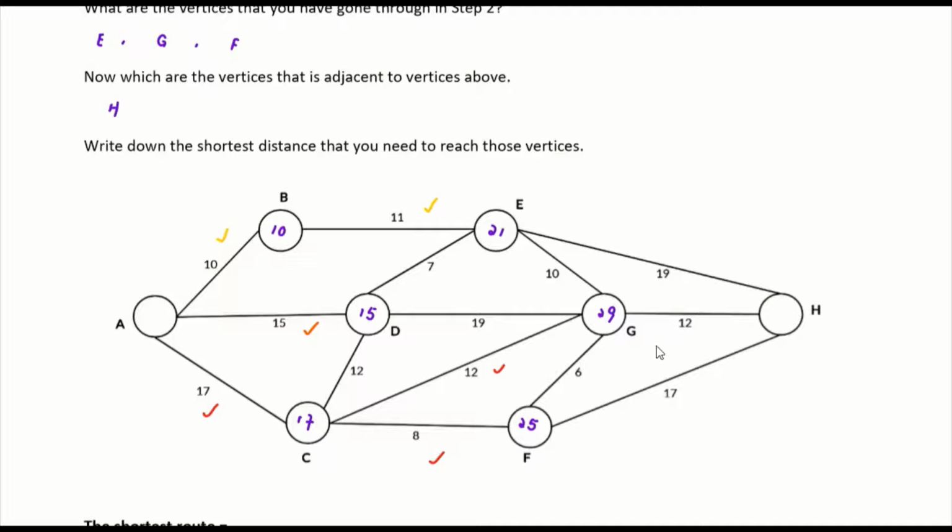Okay, so now by looking at these three numbers, which path will you need to take so that it gives you the shortest one to reach H? So 21, 19, it gives you 40, 29, 12, so 41, 25, 17, so 42. So the smallest one will be 21 plus 19, which is going to give you 40.